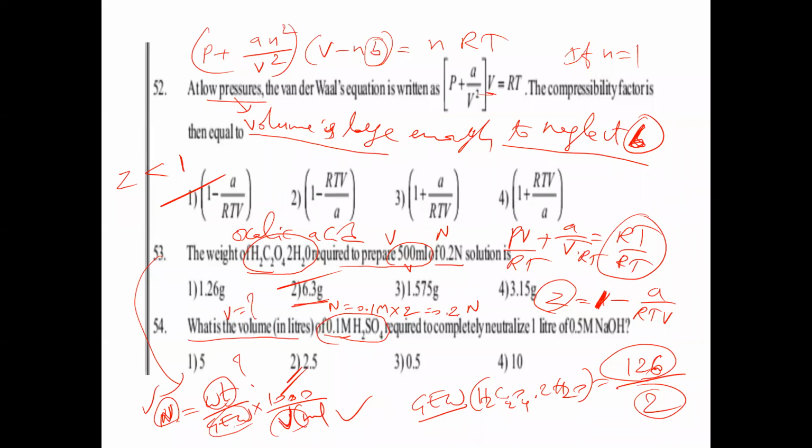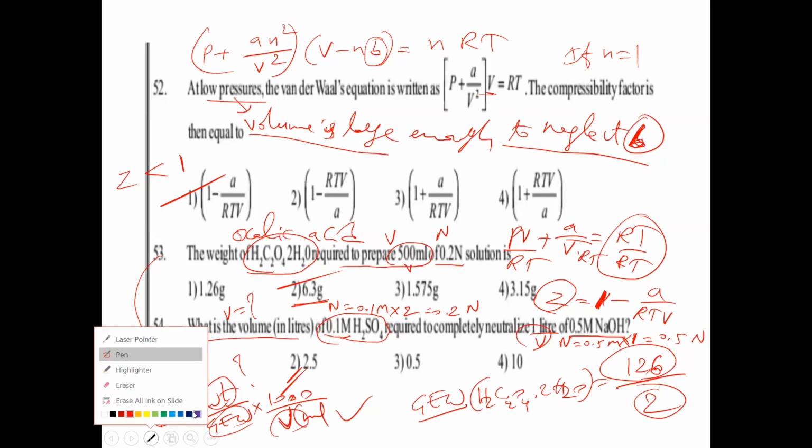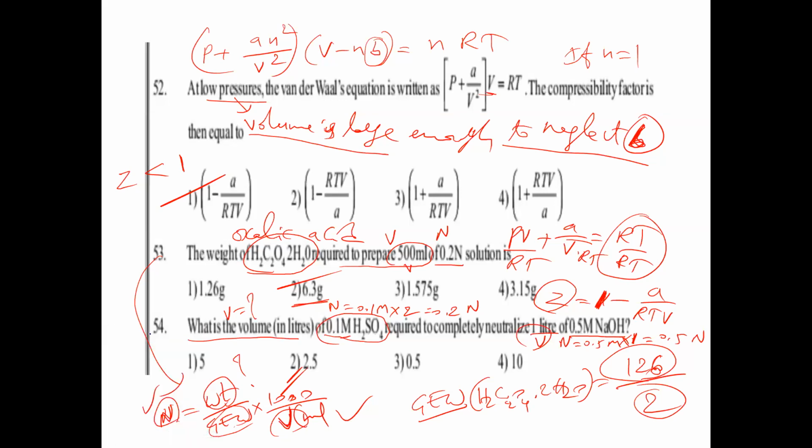Normality given is 0.2 normal, required to completely neutralize 1 liter of 0.5 normal NaOH. Normality is equal to molarity into N factor, and the N factor is 1 only here, so 0.5 normal is given here. So 0.5 normality is given, 1 liter is given. For complete neutralization, what is the formula? It will be N1 V1 is equal to N2 V2.